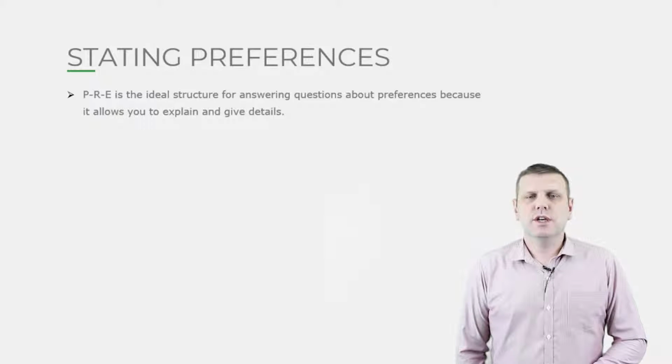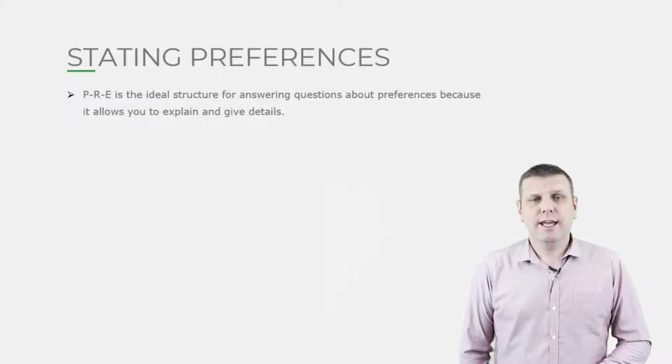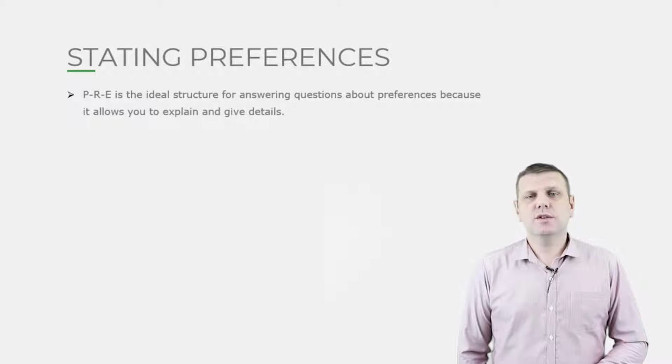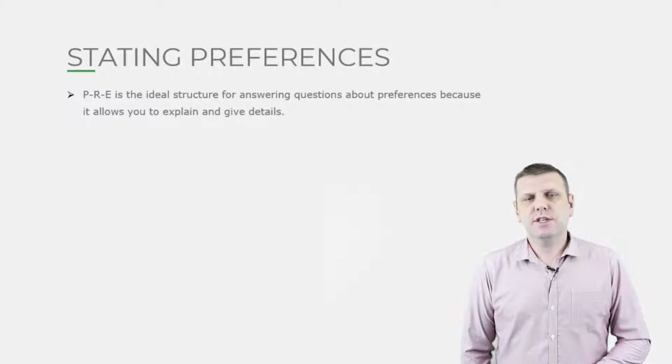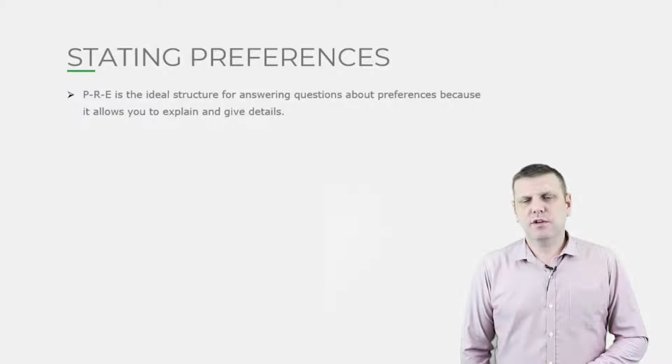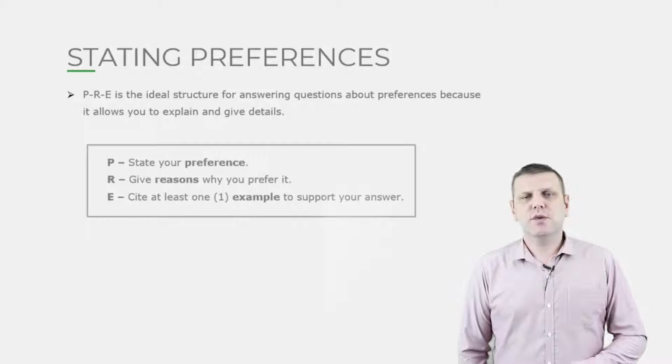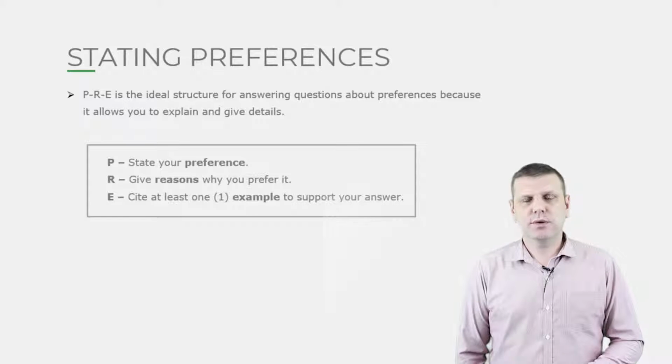The ideal structure in answering questions about preferences is PRE, because this structure allows you to explain and give details to your answer. Use cohesive devices to give direction to your answer. State your preference, give reasons why you prefer it, and cite at least one example to support your answer.